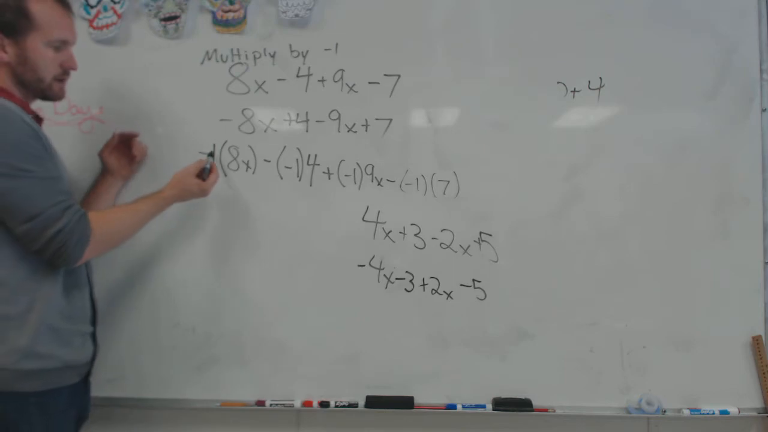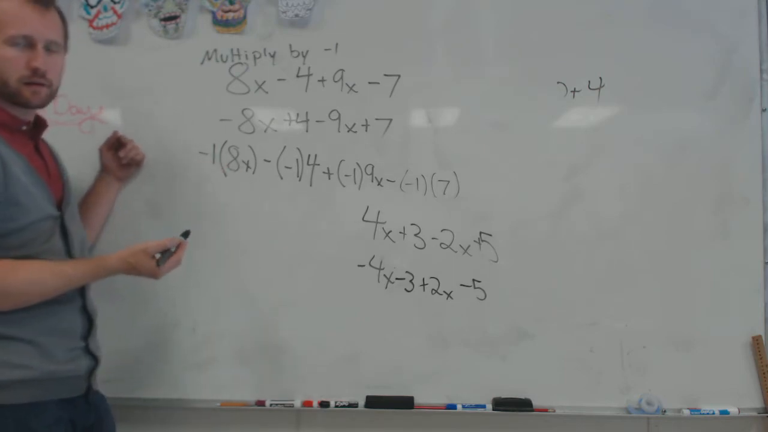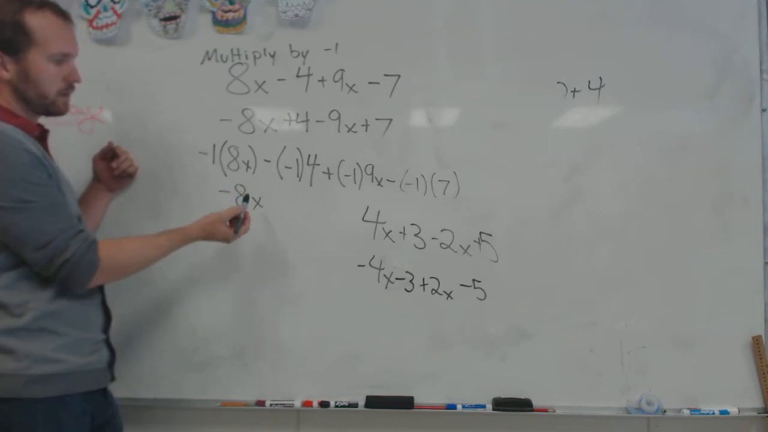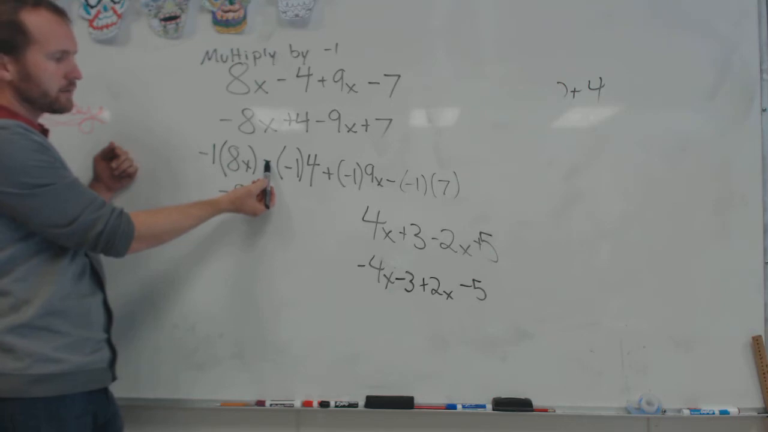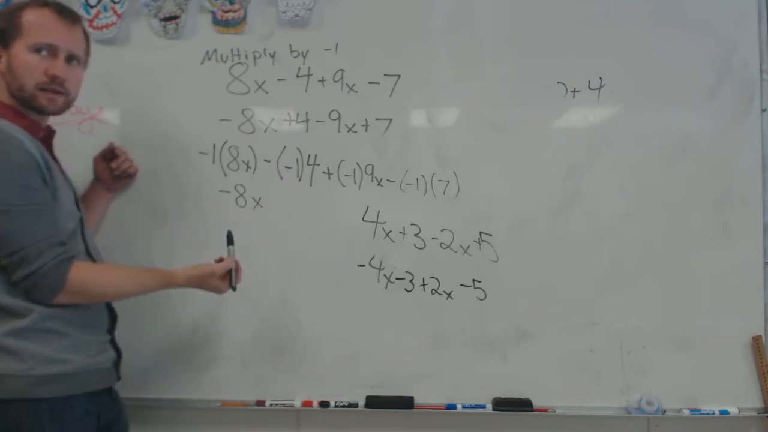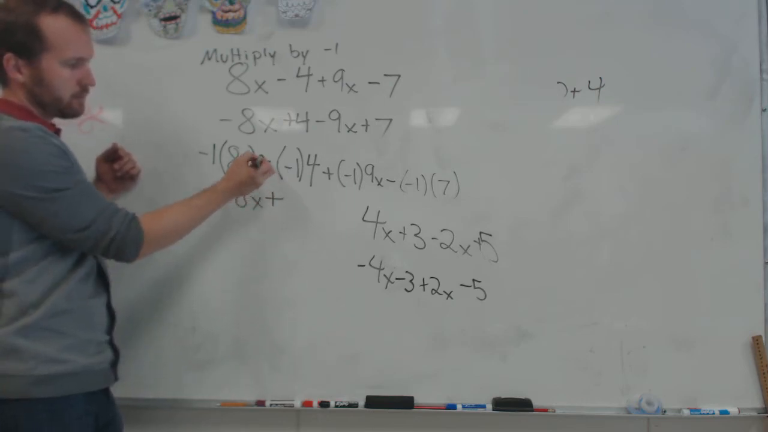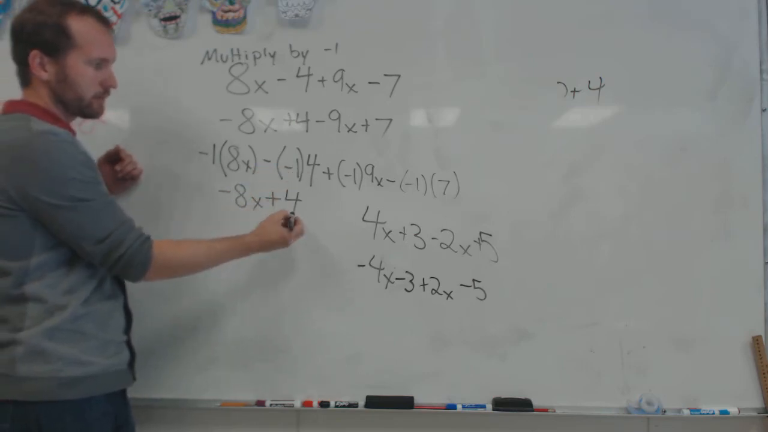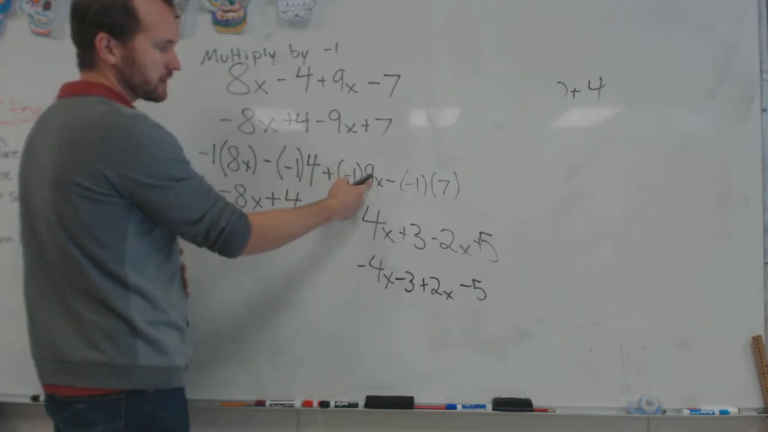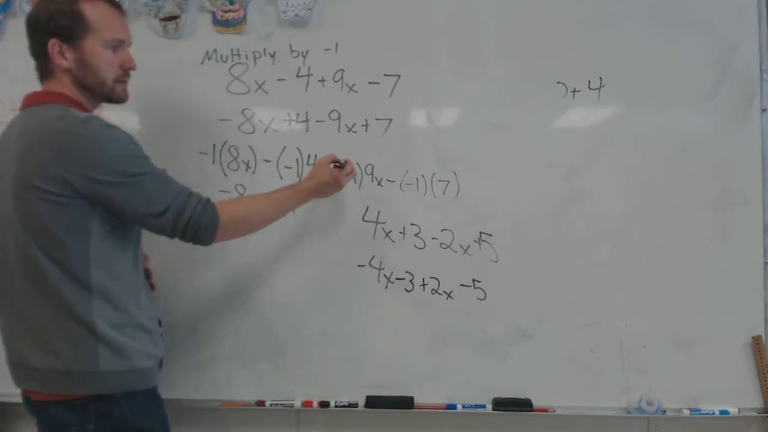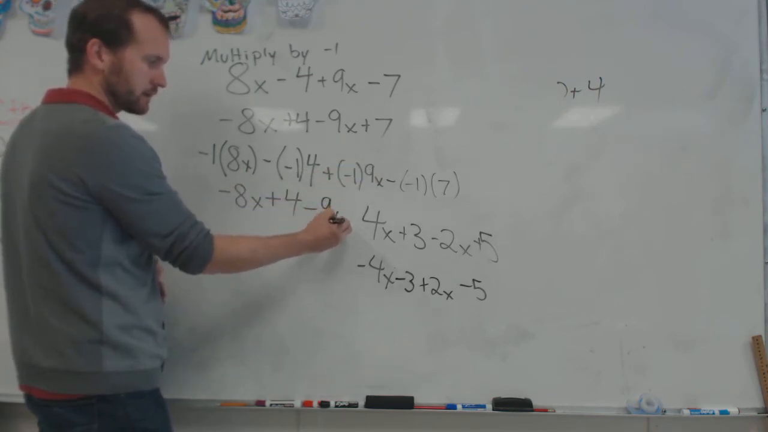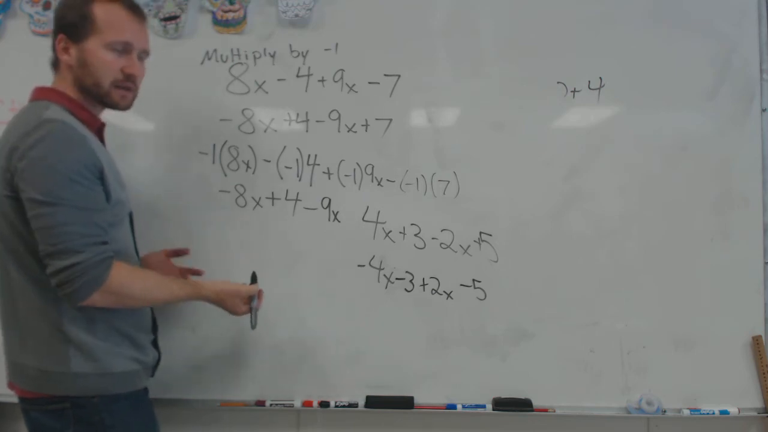But then if you think about this, 1 times 8 is just 8. But a negative times a positive is a negative. Okay, now I'm going to go on to this one. Minus a negative is a positive. Minus a negative means to add. And then 1 times 4 is just 4. Negative 1 times 9 is just a negative 9, so I have plus negative 9x or minus 9x. Plus a negative is just the same thing as minus.